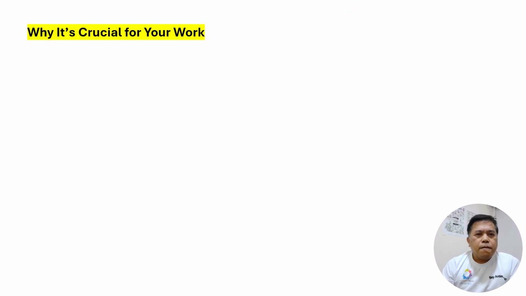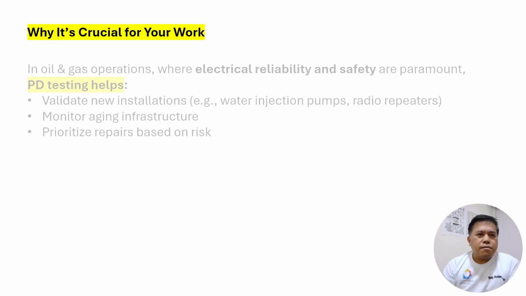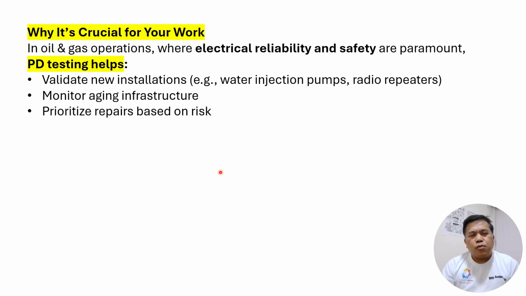And what is crucial for your work? That's very crucial. In the oil and gas industry, which is where we are working right now, electrical reliability and safety are paramount. So partial discharge testing can help improve the verification and checking of all the assets: validating new installations, either water injection pumps, radio repeaters, etc. As I mentioned, switchgear, motors, cables, monitoring transformers, monitoring aging infrastructure, and prioritizing repairs based on risk.